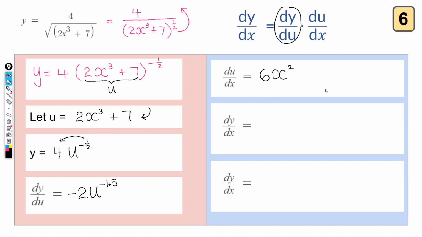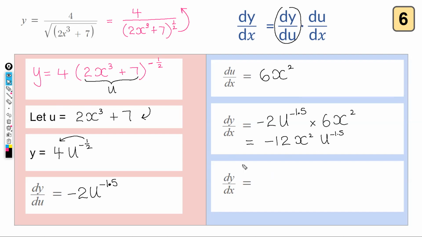We have to put the two of them together now. dy/du, where is that? That's minus 2u to the power minus 1.5 multiplied by du/dx. That's this guy here. Let's simplify this before we replace the u. Minus 2 can multiply by the 6, so we get minus 12. You can put the x squared here and the u last. It doesn't matter if you have it the other way around. You can have the u first. It really doesn't matter, right?